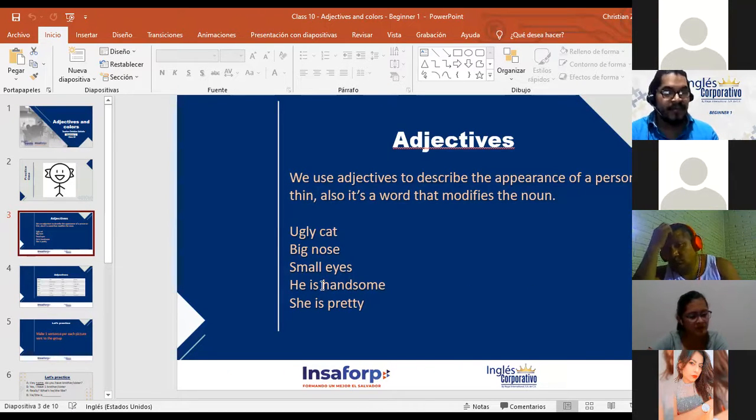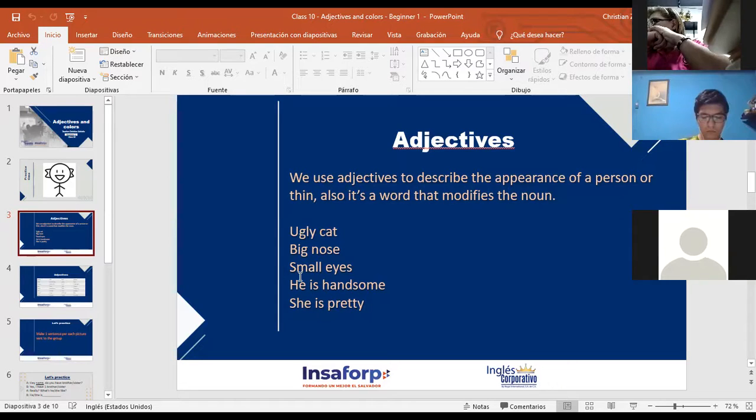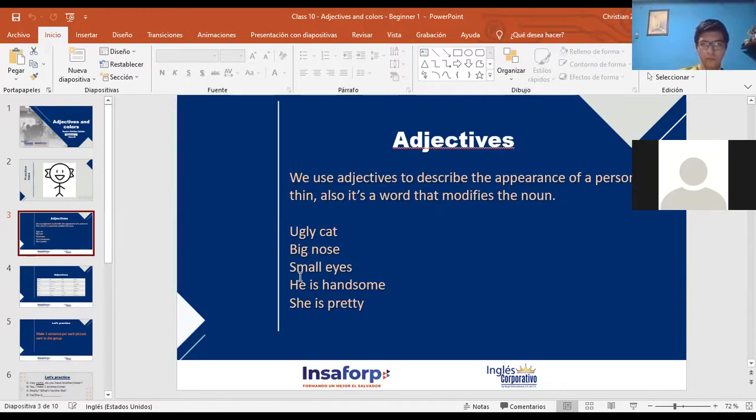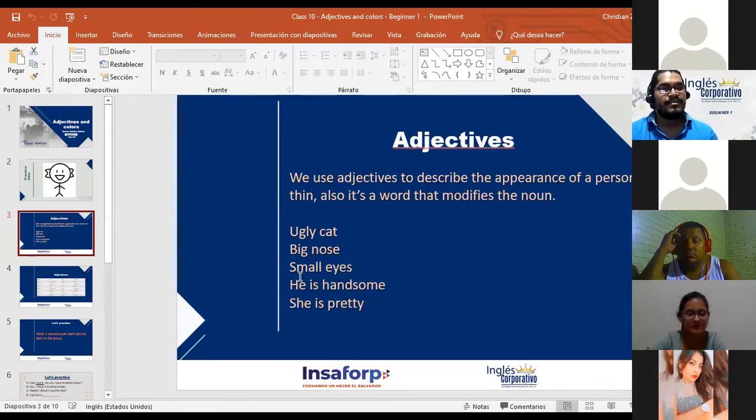Cuando estamos describiendo a alguien o algo, then lo ponemos atrás del verbo. So he is handsome. She is pretty. It is ugly. Oh, it is big. And so on and so on. Okay. So do you have any questions so far con respecto a los adjectives? Good. All right. Excellent. Very good.